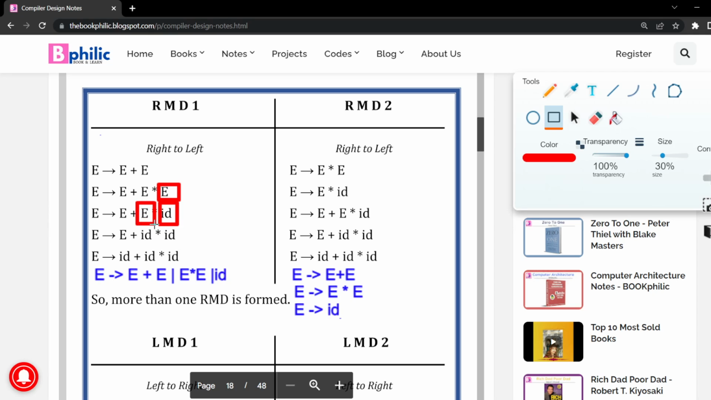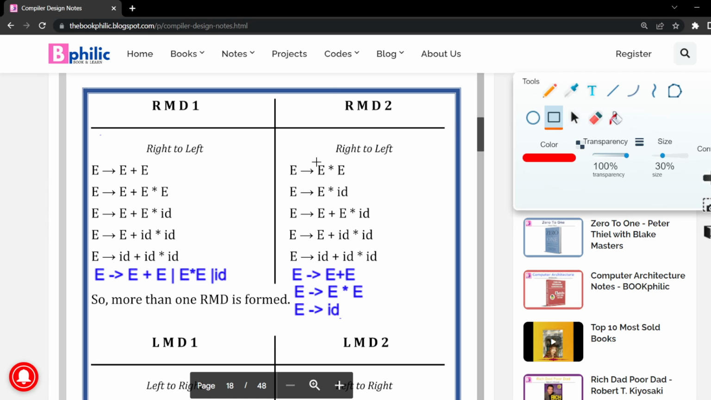And at last we will be deriving this capital E into ID. So in this way we have derived the syntax ID plus ID star ID. So in this way we have done it. Okay, but what about this RMD2?